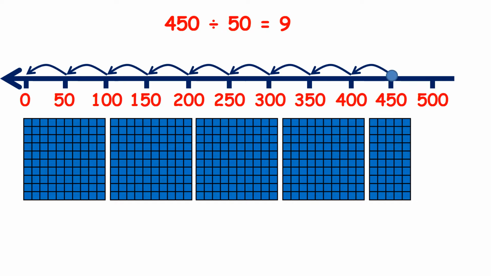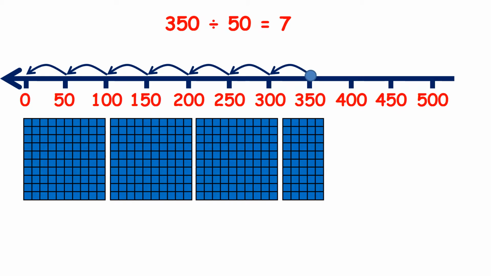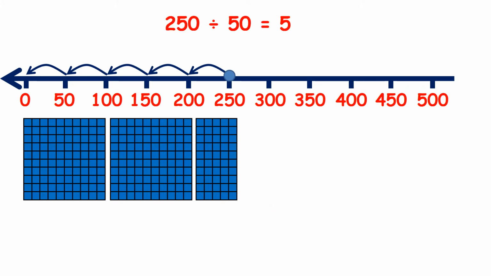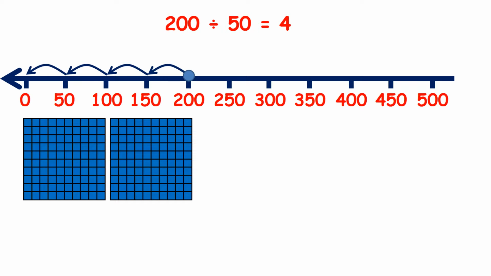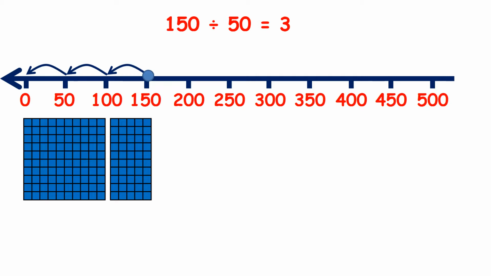450 divided by 50 is 9. 400 divided by 50 is 8. 350 divided by 50 is 7. 300 divided by 50 is 6. 250 divided by 50 is 5. 200 divided by 50 is 4. 150 divided by 50 is 3.